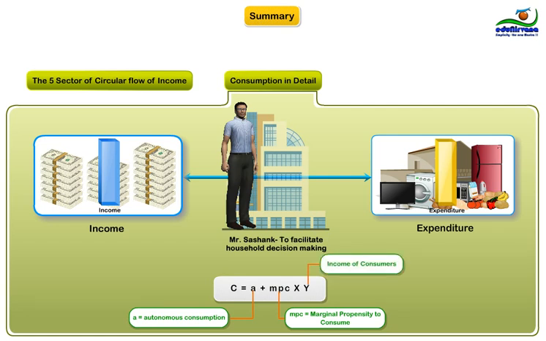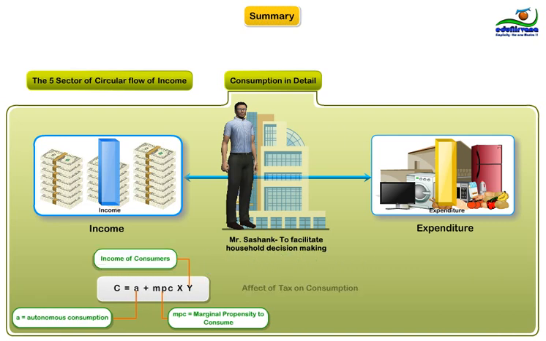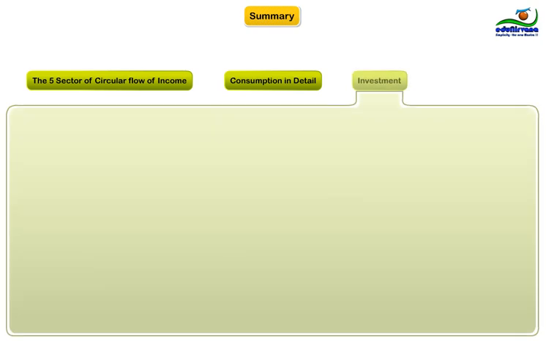Y is the income. A brief touch was done on how taxes affect his consumption, and it was said that C gets adjusted to C is equal to A plus MPC multiplied by Y minus T when taxes are non-zero. Then, investment was added as a next step.